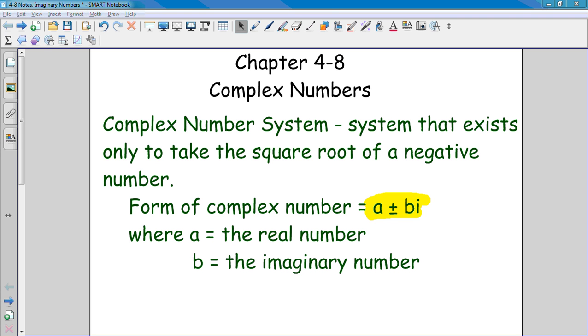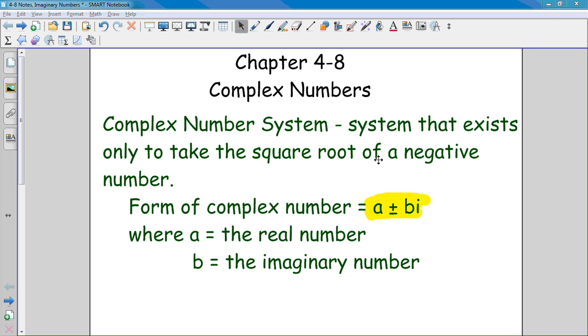That doesn't work. So what the mathematicians have done is said, okay, we're going to make up an entire brand new set of numbers, and we're going to call them imaginary numbers because they do not exist, but they do. If that makes sense. They don't, but they do. And these are called complex numbers, when you have the square root of a negative 1. The complex number system is a system that exists only to take the square root of a negative number.